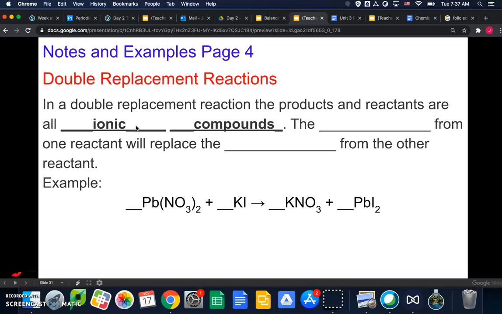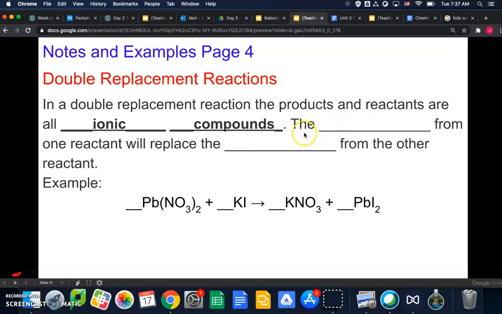A double replacement reaction doesn't have to involve ionic compounds. You can do a double replacement with covalent compounds as well. But most of the ones that we're going to see are ionic.